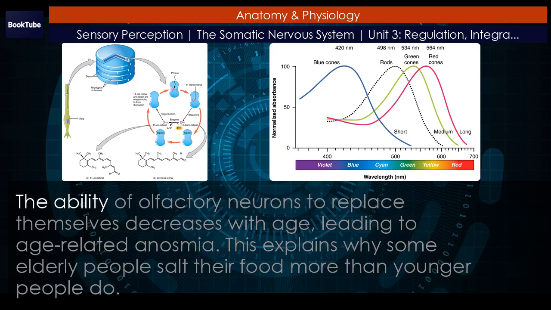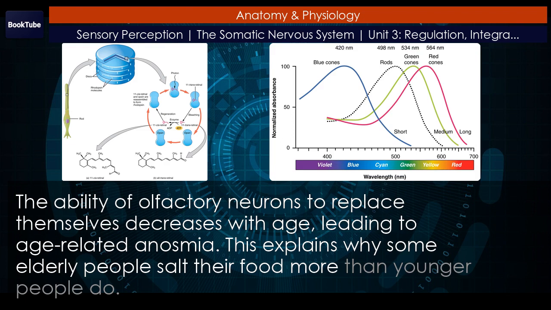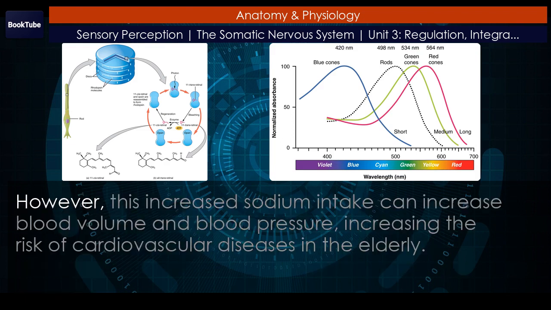The ability of olfactory neurons to replace themselves decreases with age, leading to age-related anosmia. This explains why some elderly people salt their food more than younger people do. However, this increased sodium intake can increase blood volume and blood pressure, increasing the risk of cardiovascular diseases in the elderly.